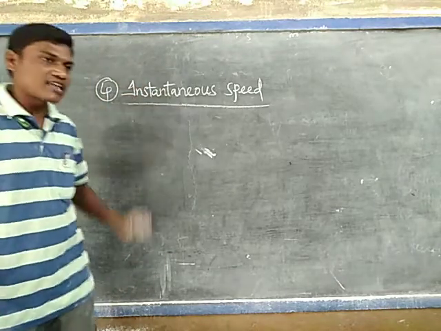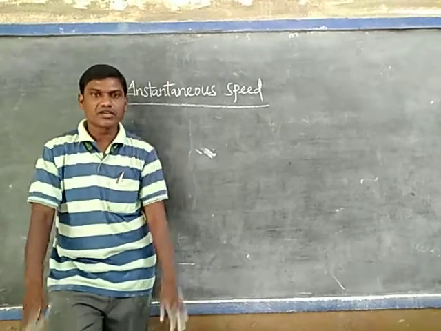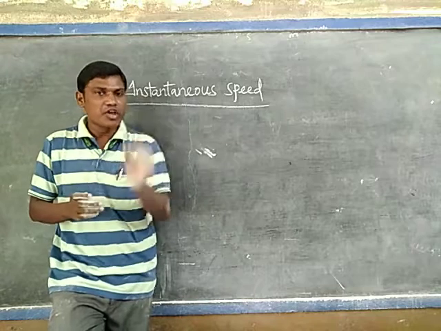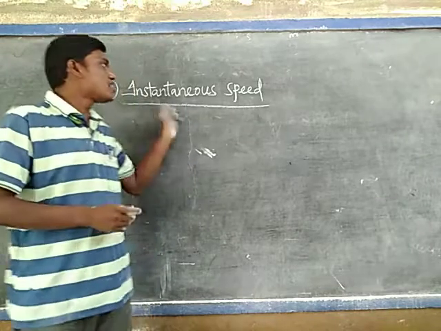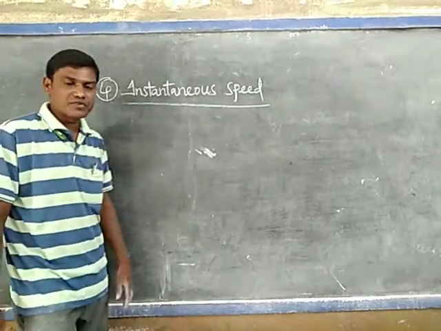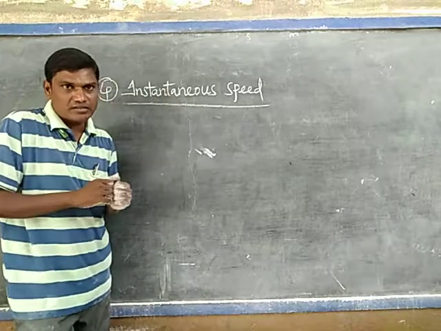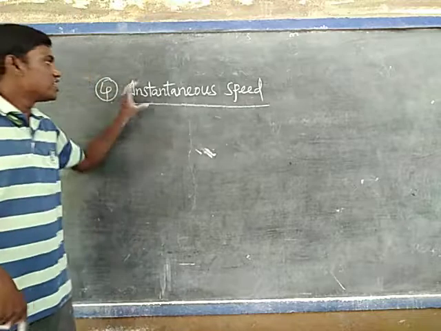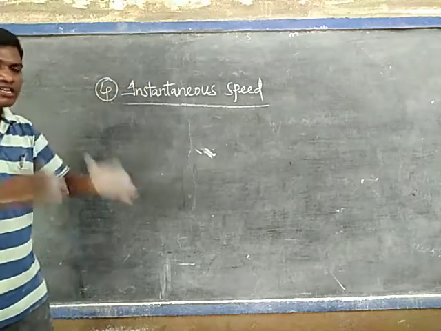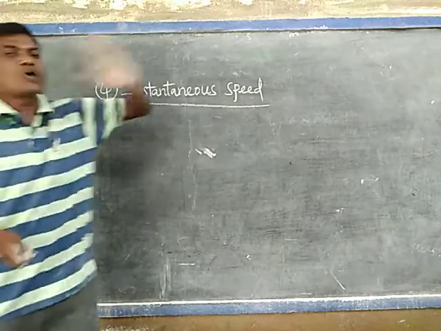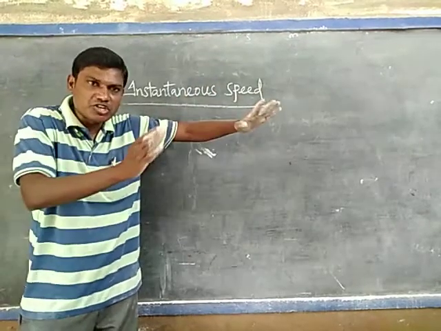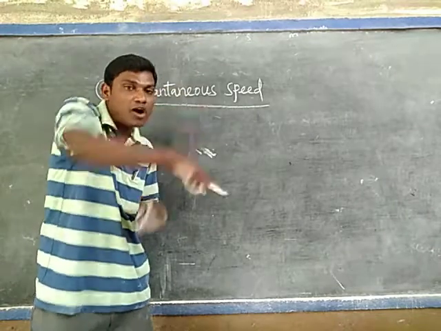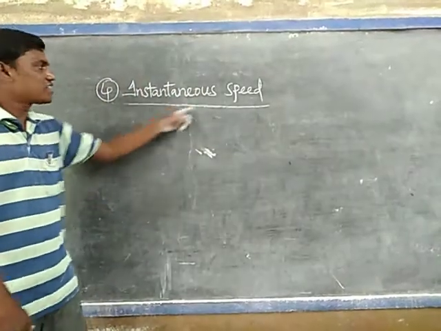How can we define it? The speed of a body at any instant of time during its journey is called instantaneous speed. Listen very carefully. The speed of a body at any instant of time during its journey is called instantaneous speed. Means when a body moves from one place to another, at any instant during its motion, what is the speed of the body? That speed is called instantaneous speed.